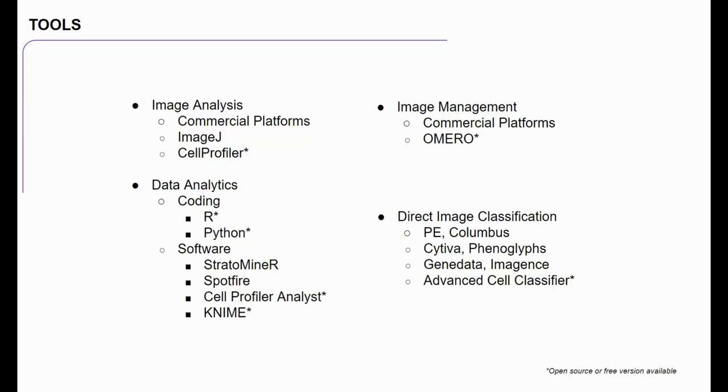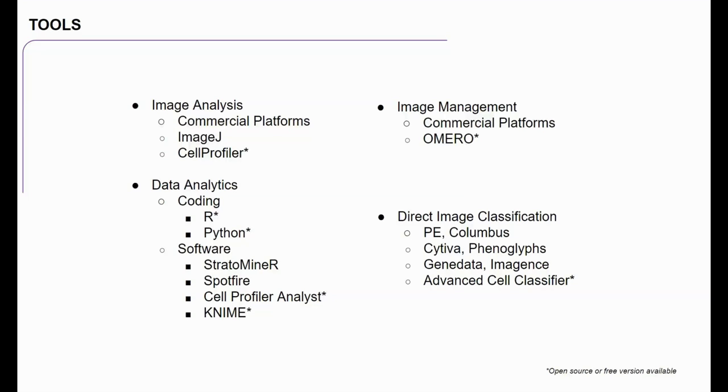For example, with our tool Stratominer, you can do phenotypic analysis and build machine learning models. Similarly, in Spotfire, which is marketed by PerkinElmer for these types of applications. CellProfiler Analyst also has some machine learning and other analytical tools built in. And then there is a pipelining tool, KNIME, which is kind of between coding in R and tools like Spotfire and Stratominer, and allows you to build pipelines using various modules and do image analysis.